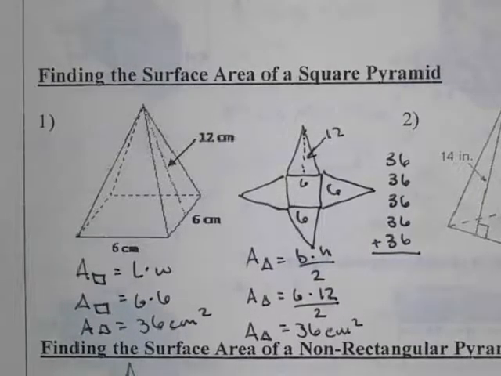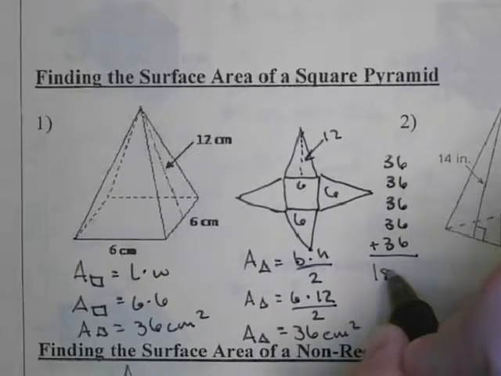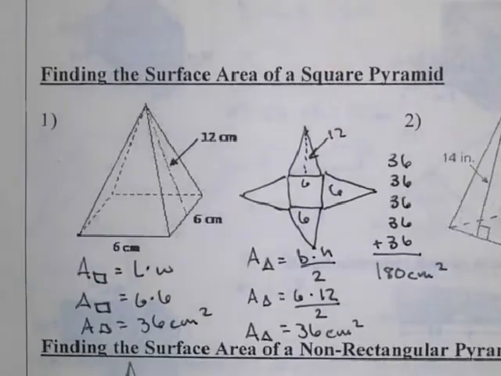So since there's 5 of them, we can just multiply 36 times 5. And we'll get 180 centimeters squared.